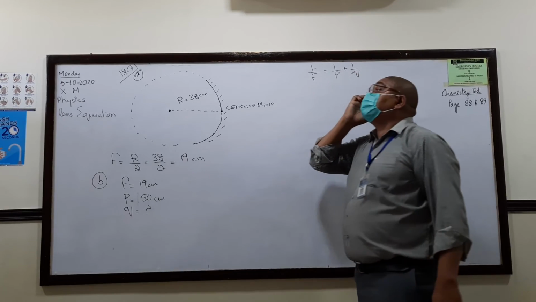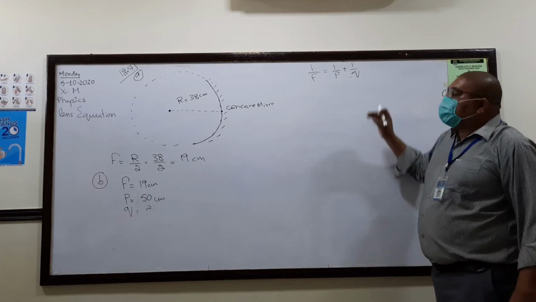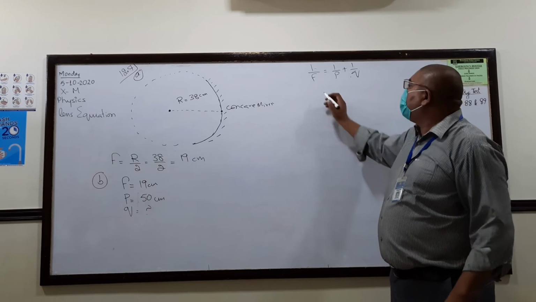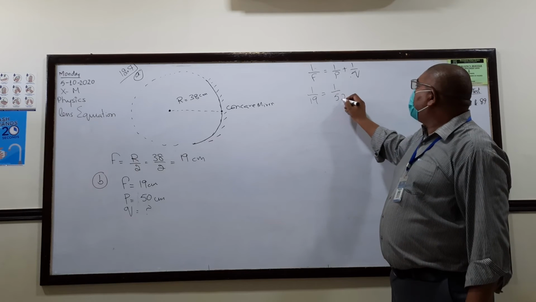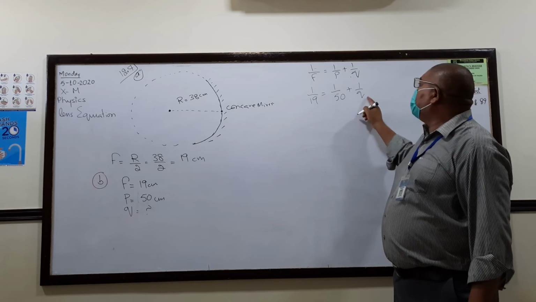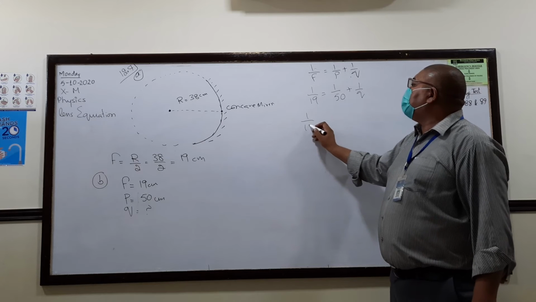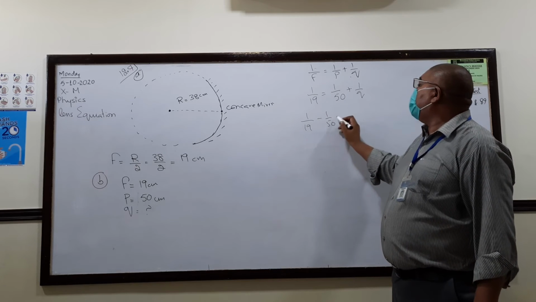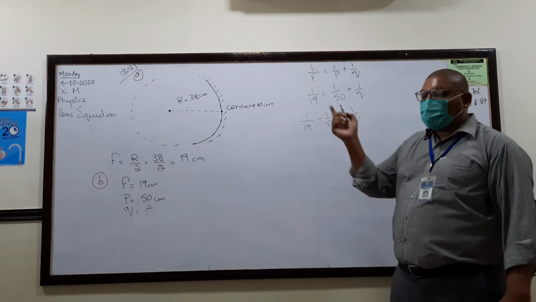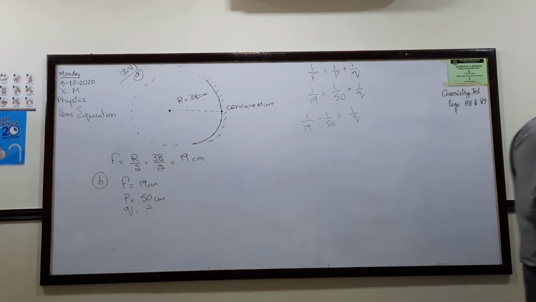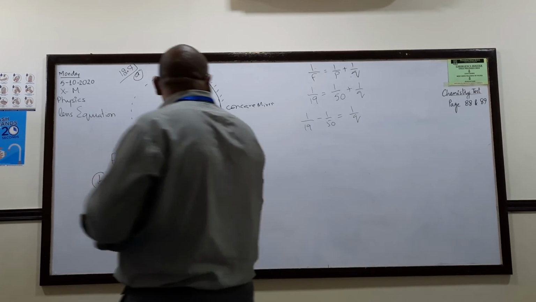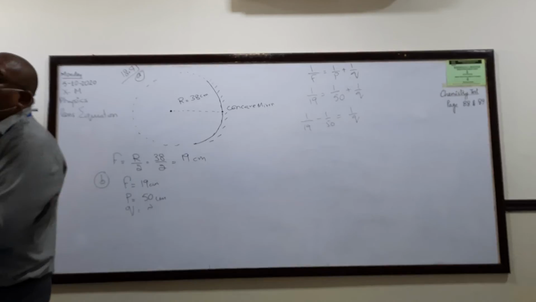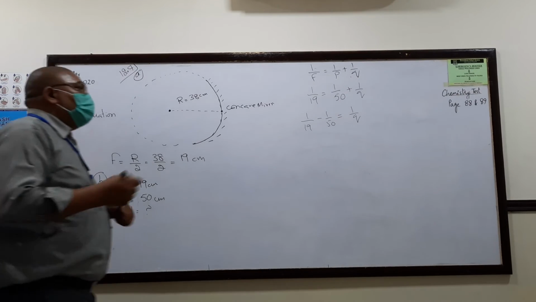That's the equation. Very simple. The Q is the unknown; the rest of the values I know. So it will be 1 by 19 equals 1 by 50 plus 1 by Q. I want the value of Q. 1 by 19 minus 1 by 50 equals 1 by Q. On your calculator, 1 divide 19 minus 1 divide 50 equals. So 31 over 950.